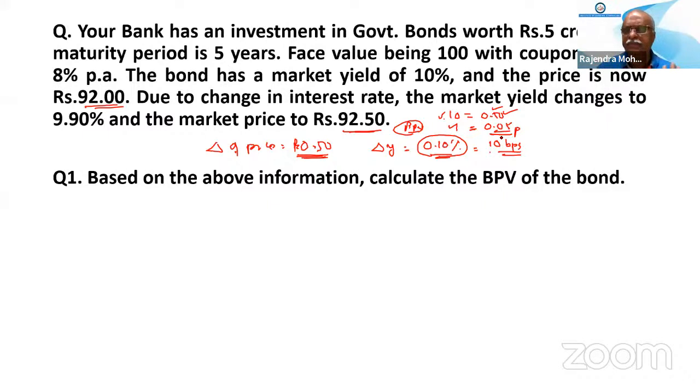This is a basic thing in BPV. BPV is for 1 BPS. For 1 BPS, what is the change of price? You have to first find out what is the change in the price due to this change in interest rate, and find out what is the change in the interest rate or yield. We have found out that rupees 0.50 is the change in price, which has happened due to change of interest or yield by 0.10%. 0.10% is equal to 10 BPS. So for 10 BPS, 50 paisa. For 1 BPS, 0.05 is the BPV. So BPV is equal to 0.05 for this. Clear? No problem here?